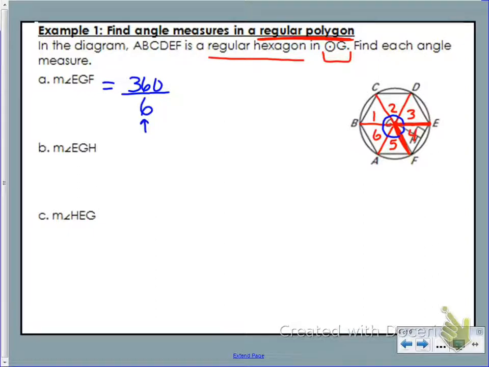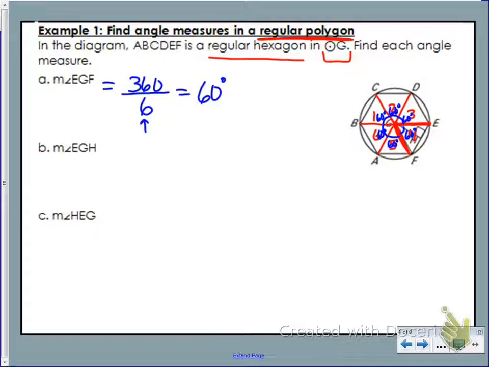If we're dealing with an octagon, we would do 360 divided by 8. In this case, we're doing 360 divided by 6 since it's a hexagon. So each one of those figures is 60 degrees. And that's totaling to be the circle.